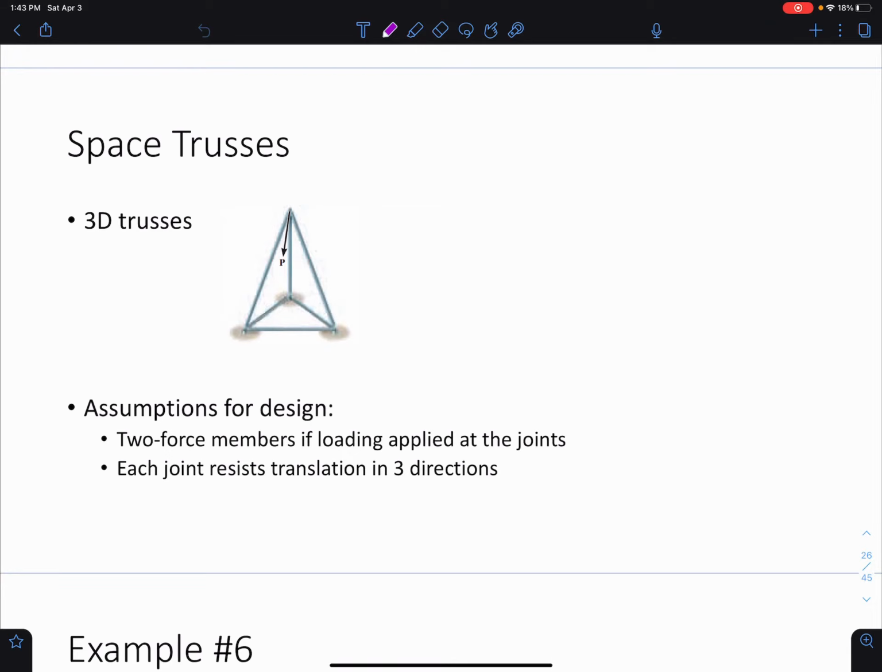All right, so we're going to continue our discussion for topic 6, and we're going to move into discussing space trusses. So we're still talking about structural analysis here, and we're going to shift from talking about 2D systems now to 3D trusses, which we also call space trusses.